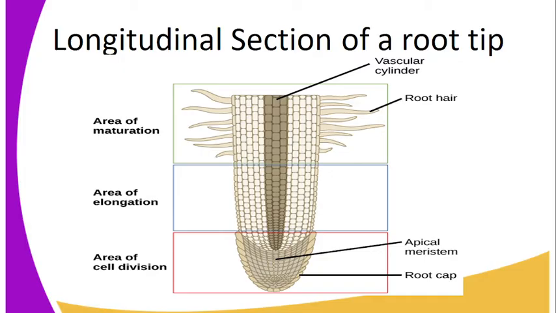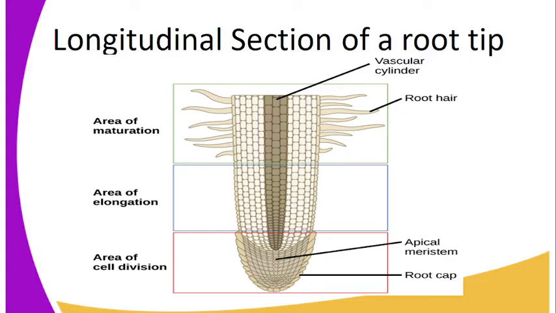In the region of maturation, cells are differentiated and specialized. Each cell is specialized to perform its own function, and to form tissues. Do you remember tissues in Form 1? So in the region of maturation, that's where you get the root hairs, and we know the function of the root hair is to increase the surface area for absorption of water.